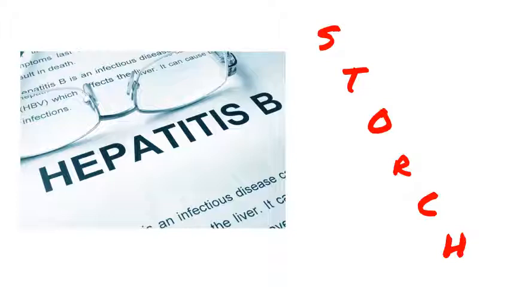Hepatitis B is an inflammation of the liver caused by a virus. Infected mothers can spread hepatitis B to their babies at birth. TORCH infections are fetal infections that can cause birth defects. Understanding how these conditions can limit the student is important for all educators to know.